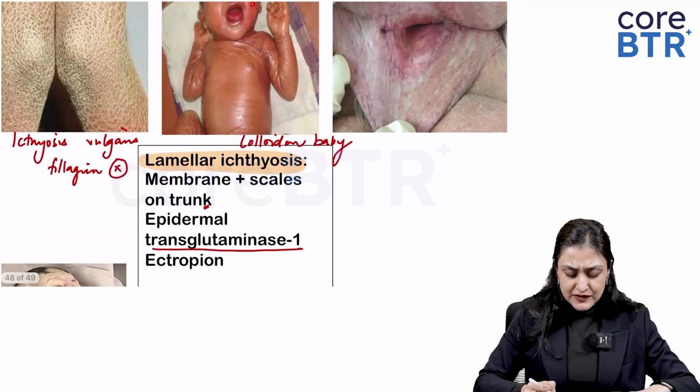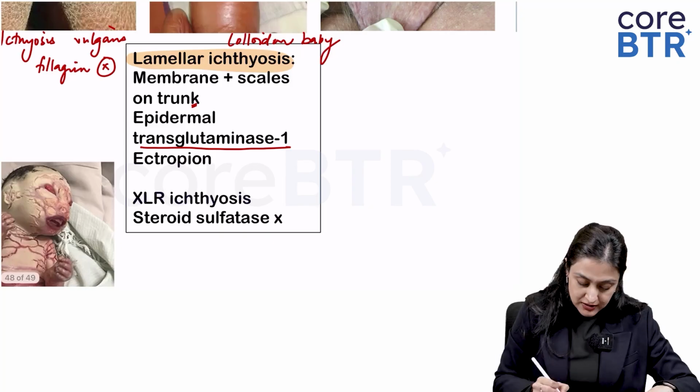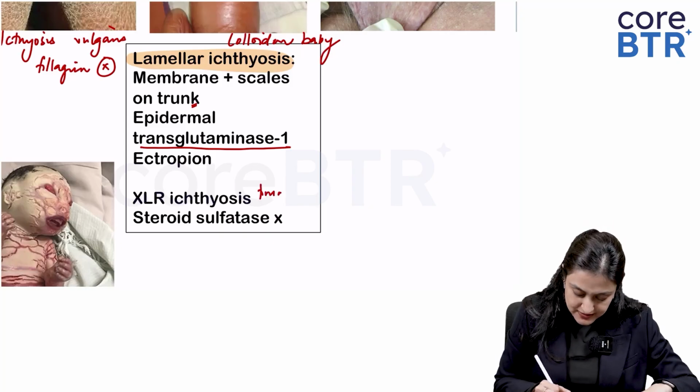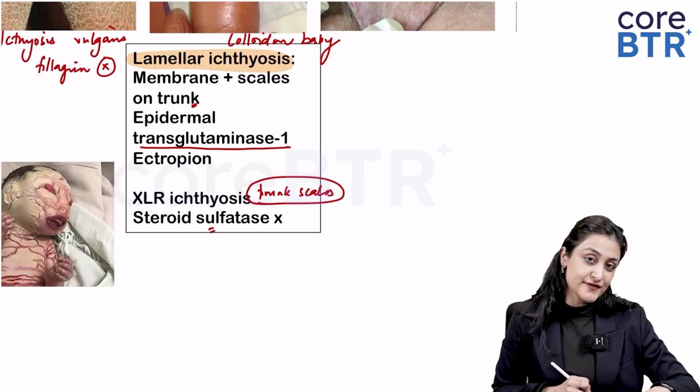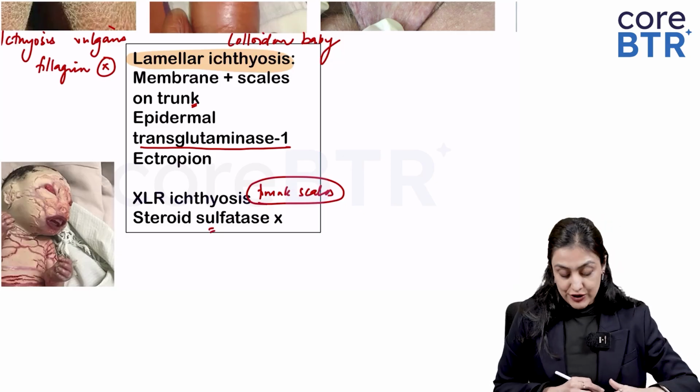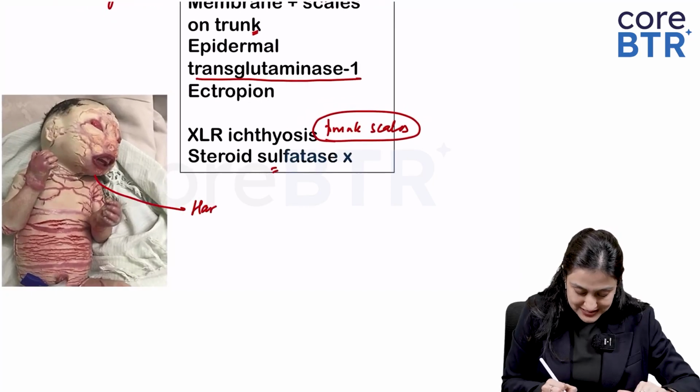If you don't have this membrane at birth, but they tell you just trunk, right? So only trunk has scales, that is X-linked recessive ichthyosis, and that's a defect of steroid sulfatase, all right. And then this is the most severe form of ichthyosis called harlequin baby. Look at the thick shell.